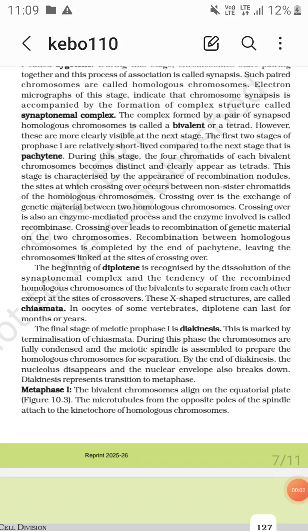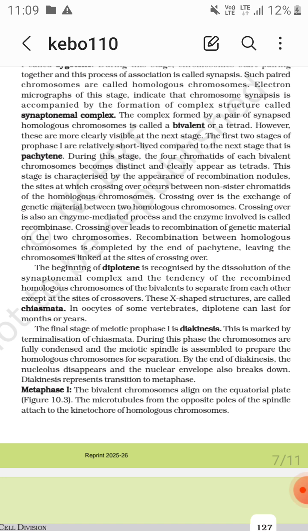We have already seen 4 stages of prophase 1 of meiosis 1. Now we are going to see diplotene and diakinesis, the last 2 phases of prophase 1 of meiosis 1.